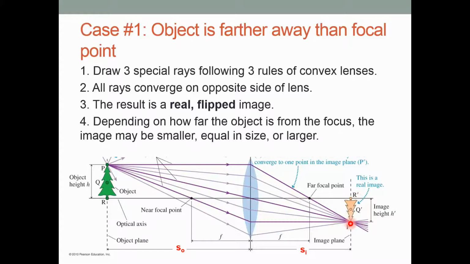In this case, it is a flipped image. It's upside down. And depending on how far the object is from the focus, we could have an image that is smaller, equal size, or larger. So you'd have to do a ray diagram. There's no general rule for this particular case. What we do know is it's always real and it's always flipped. The magnification will change depending on how far away the object is.